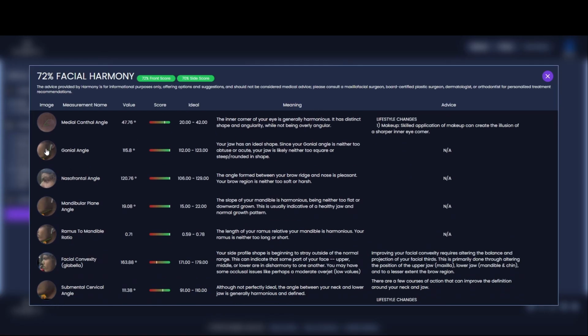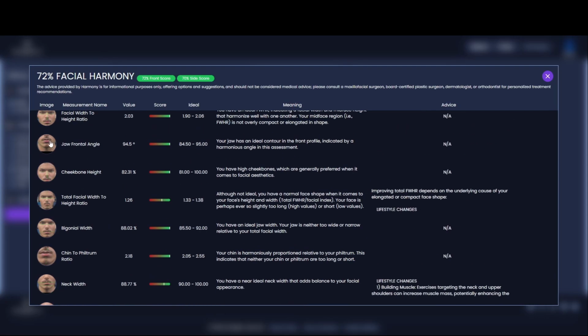So overall, I don't really see too many issues in his front profile. That's why he has 72%. Although again, the facial thirds should be a little bit lower in score.